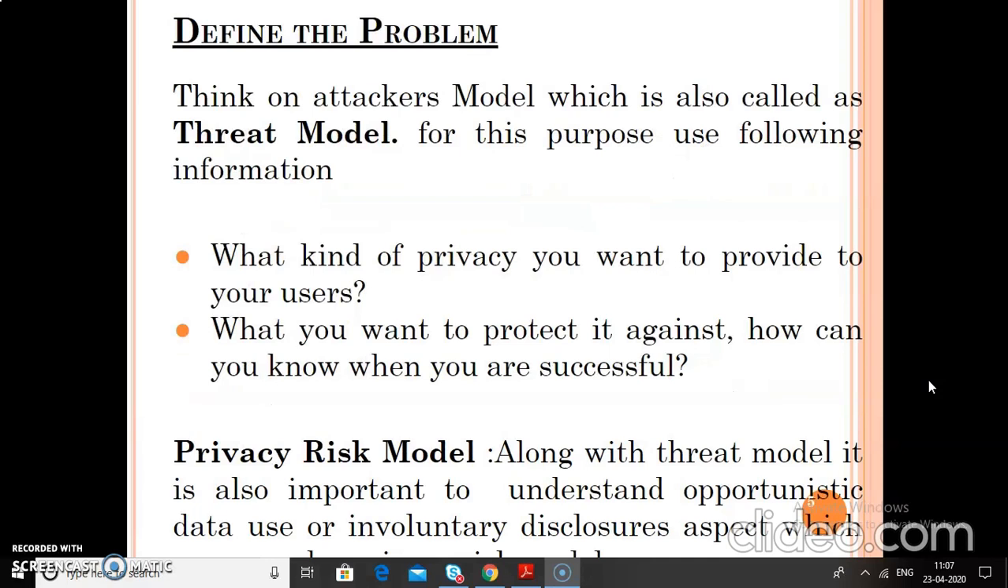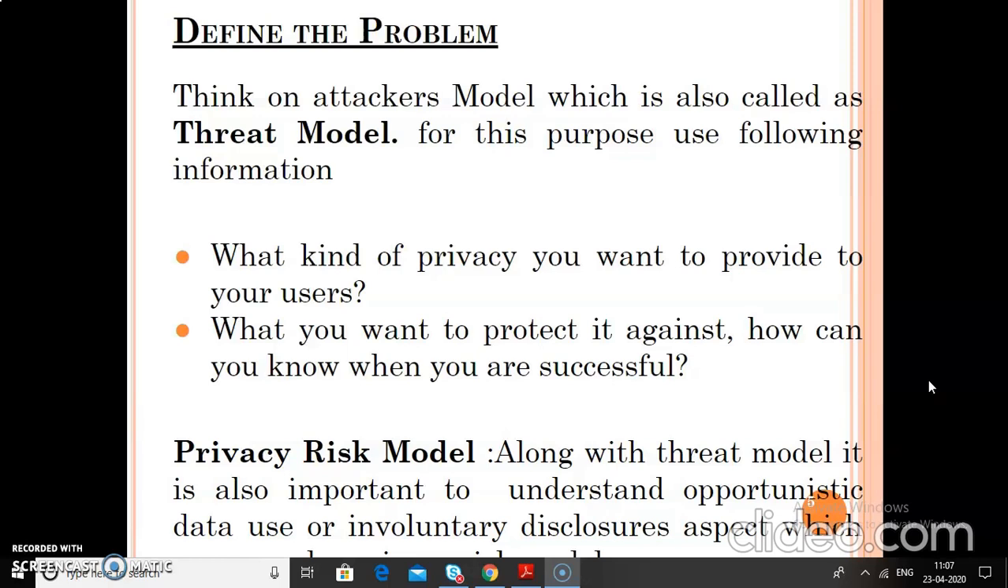In the second stage, we have to define our problem of privacy carefully. While defining the problem, we have to take help from two types of models. First one is the threat model and second one is the privacy risk model. In the threat model, we have to collect various information from the user so that we can define style of the intruder and pattern of the intruder.